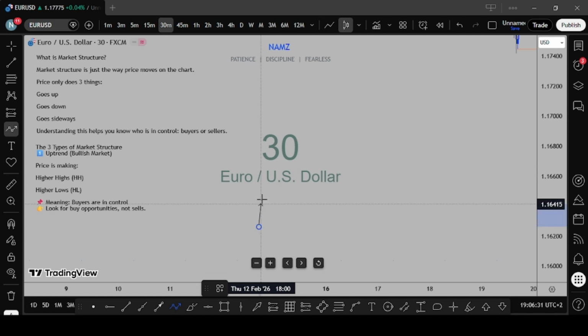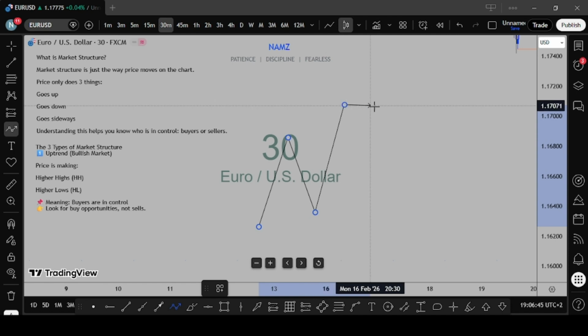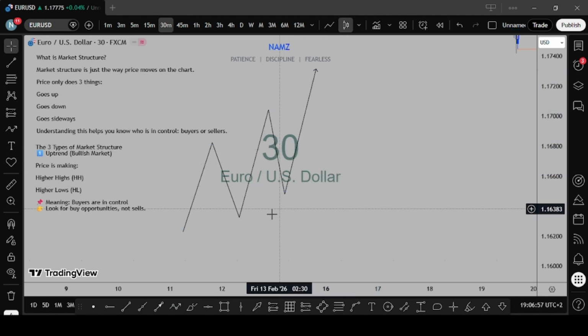Here is our starting point. It goes up, it creates a high, which is a higher high, and then it needs to come down to create a higher low. Again, it will go up to create a new high. It needs to come down to create a new low, and so on. So this is what it means that the market is in an uptrend. Okay, so let's see another one.